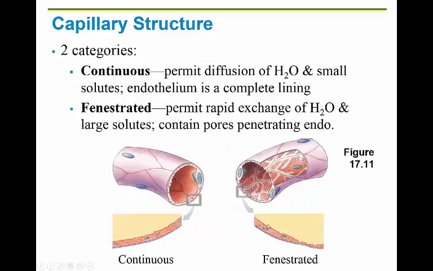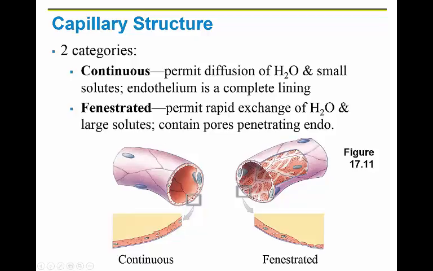There are two categories for our capillary structures. You can have a continuous category. This type of structure basically will help permit diffusion of water and small solutes. The endothelium is a complete lining. And then you can have fenestrated, which permit rapid exchange of water and large solutes; they contain pores penetrating the endothelium. And so here on the left, it's continuous. If you notice on the right, it's fenestrated.